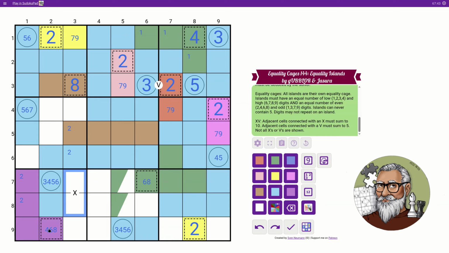Okay, so I have to still figure out if this can be 4 or 6 or 8. We already have 2 even, so we need 2 odd. So this one has to be odd. Well, not necessarily, because if this is 8, then we still need, even if it's not 8, even if it's 6, then we could still have an even here.